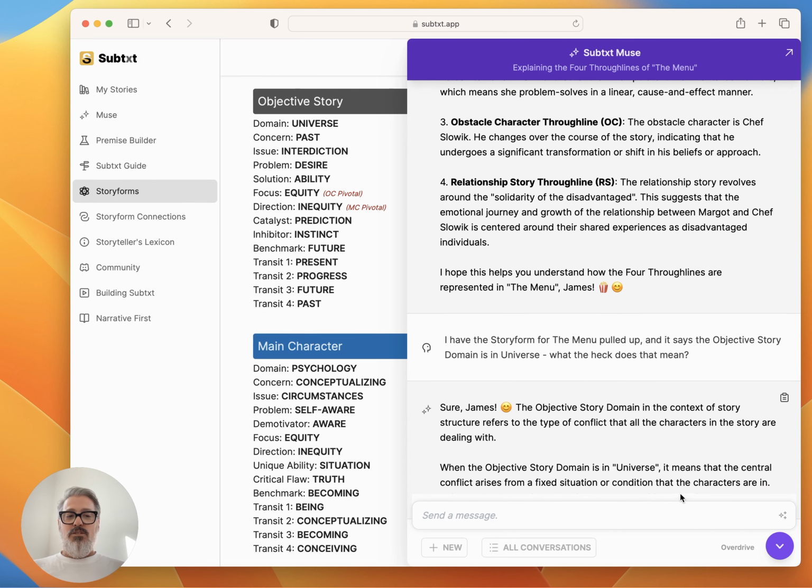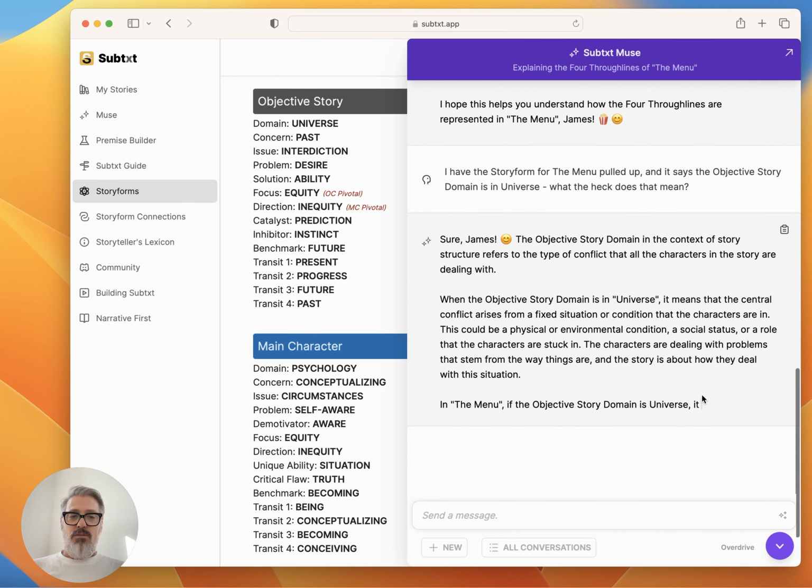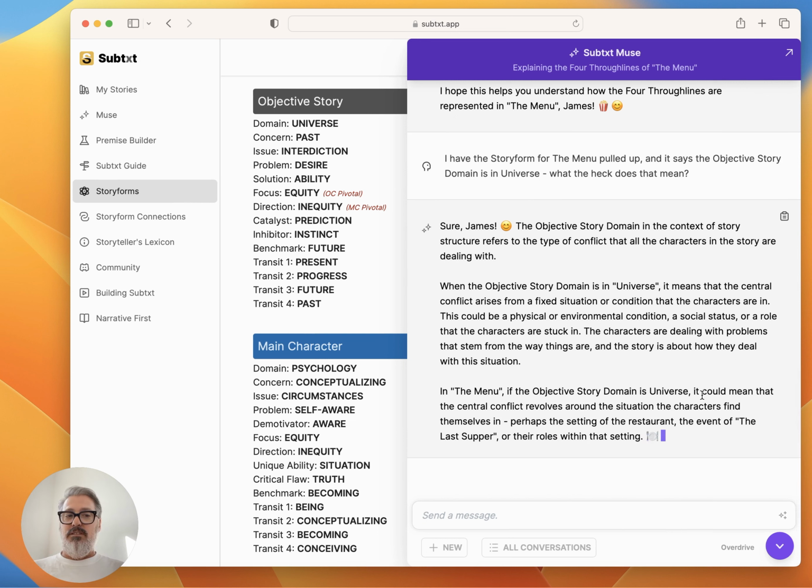The objective story domain in the context of story structure refers to the type of conflict that all the characters in the story are dealing with, which is plot. When the objective story domain is Universe, it means that the central conflict arises from a fixed situation or condition that the characters are in. This could be a physical or environmental condition that they're stuck in. The characters are dealing with problems that stem from the way things are.